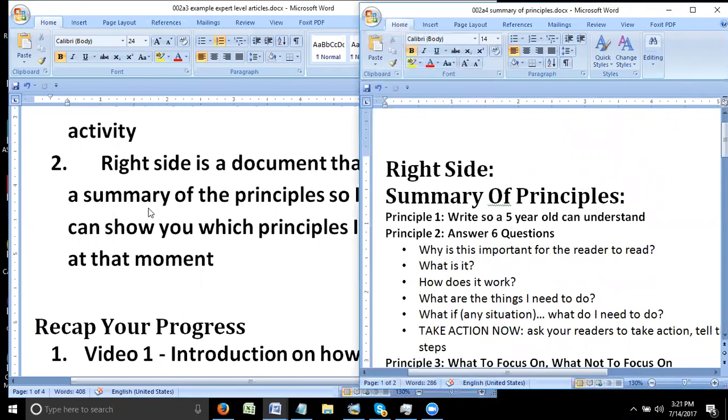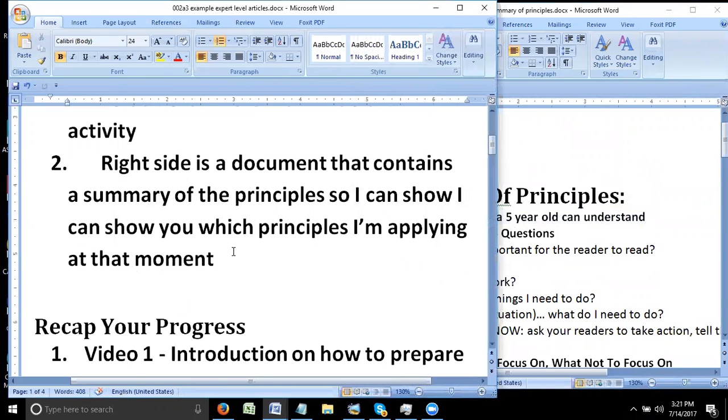And the reason that I arranged it this way is so that I can point to you that, hey, I am now using this principle here as I am doing the activity here on the left side.